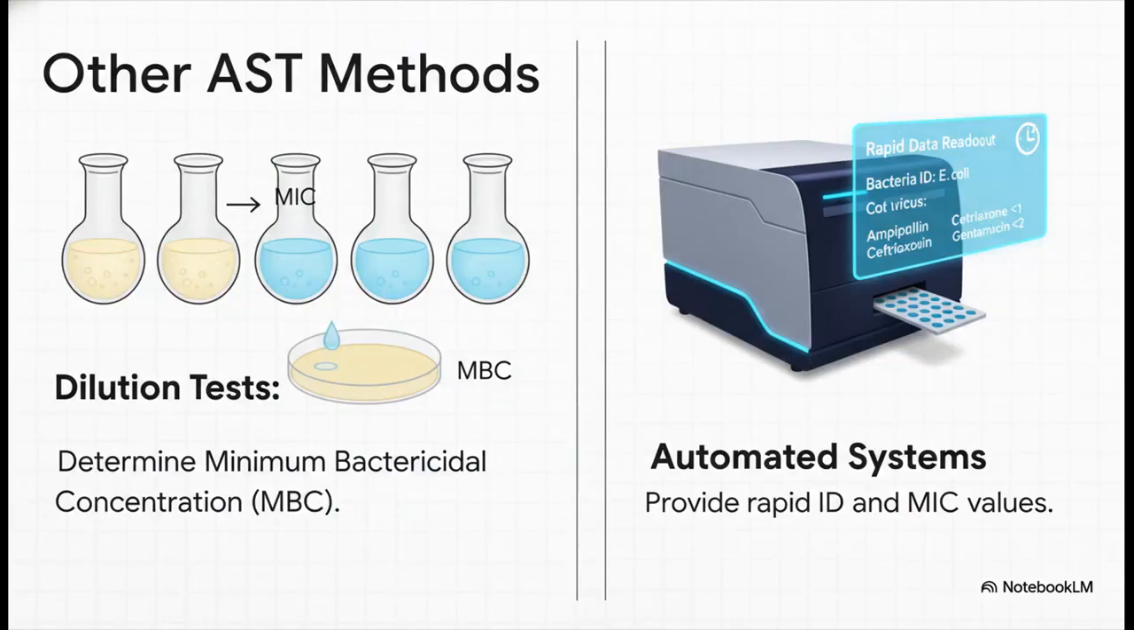Dilution methods can tell us the minimum bactericidal concentration, not just what stops the bugs, but what actually kills them. And of course, in the real world, speed is critical. That's where automated systems like VITEK are a game changer. They can identify the bacteria and give us a whole panel of MICs, sometimes in just a matter of hours.